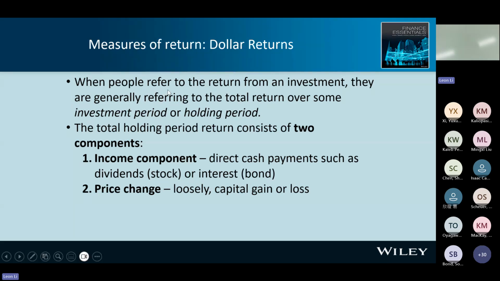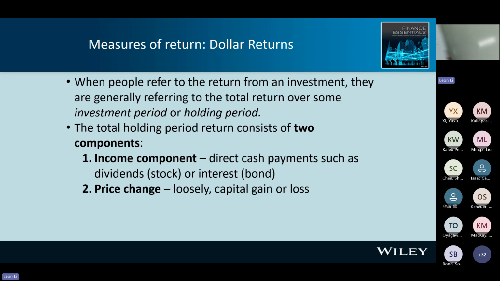When people refer to the return from an investment, they are referring to the total return over some investment period, or holding period. The total holding period return consists of two components. One is the income component, a direct cash payment, such as a dividend to a stock investor or an interest payment to a bond investor. The second component is price change, which is capital gain or capital loss.